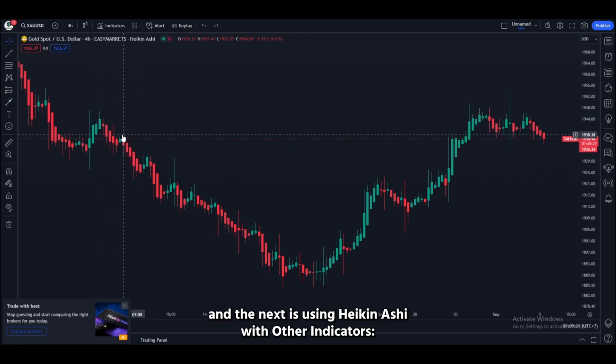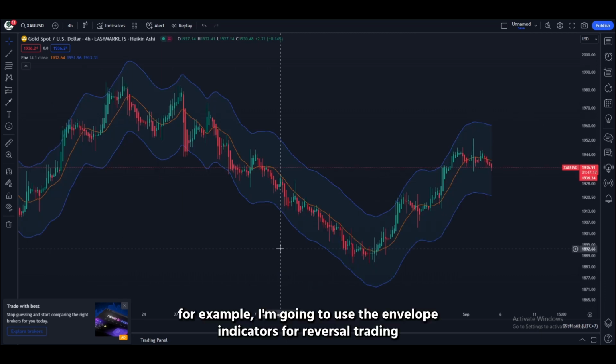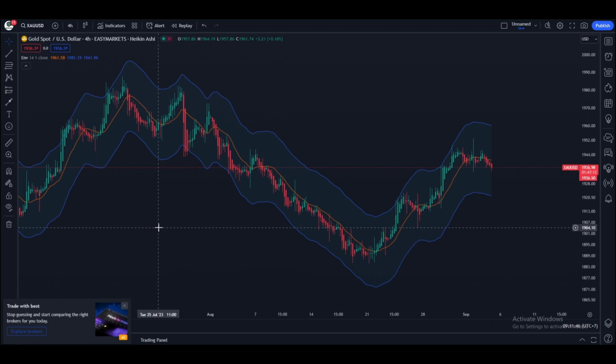And the next is using Heikin Ashi with other indicators to enhance your trading decision. Consider combining Heikin Ashi charts with other technical indicators such as moving average, envelope, RSI, MACD, and trend lines. These indicators can provide confirmation of trend or potential reversal. For example, I'm going to use the envelope indicator for reversal trading.